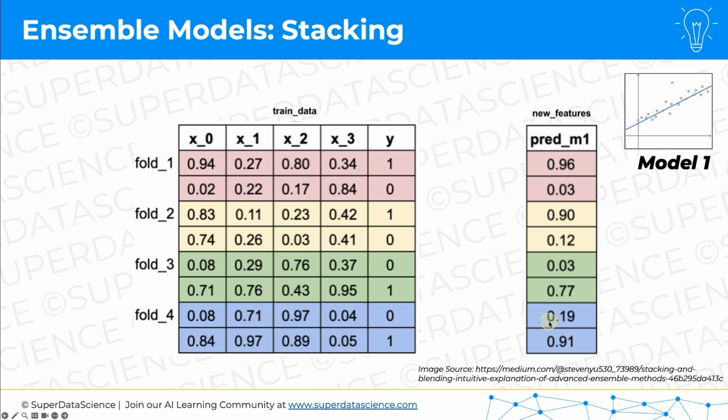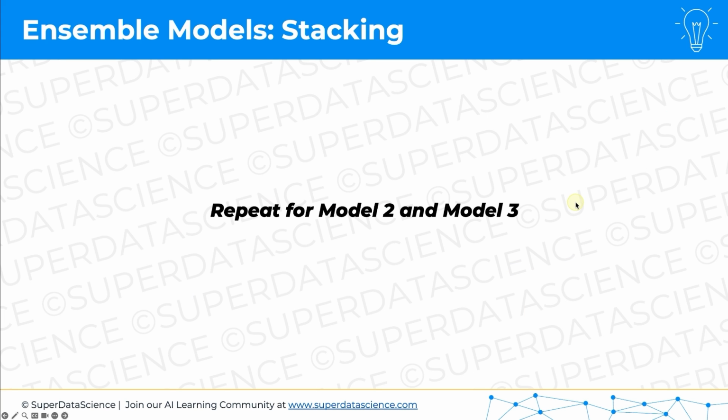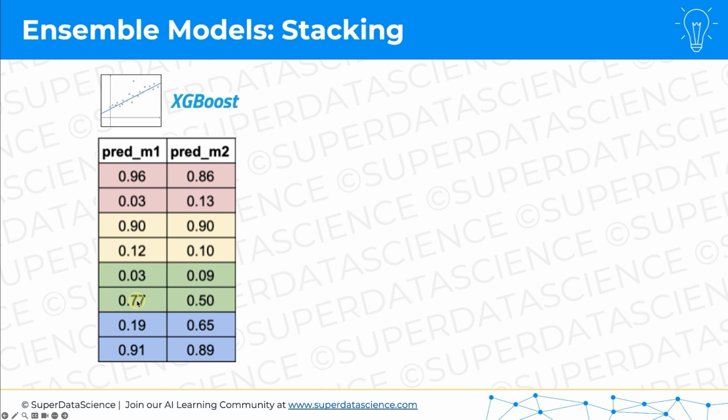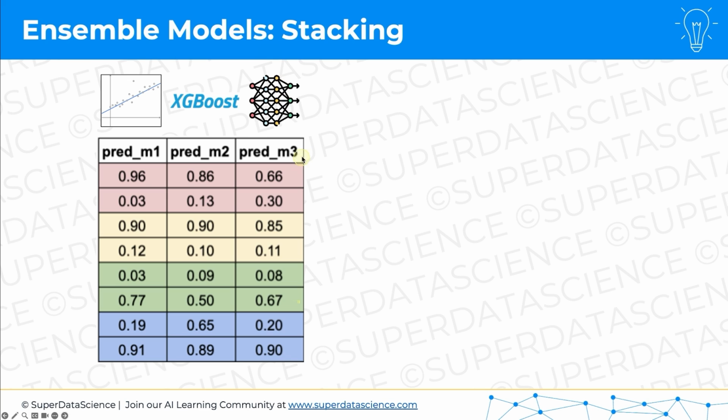So as a result, we would get these values. So these are our predictions with model 1 using k-fold cross-validation. Now, we would repeat the same process for model number 2, which in our case is XGBoost, and for model number 3, which is a neural network in our case. And then we would get a column of predicted values for model 1, a column of predicted values for XGBoost, a column of predicted values for the neural network.